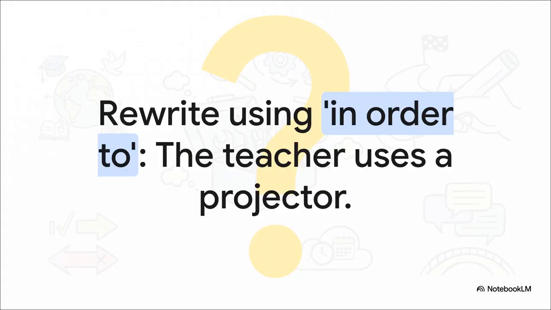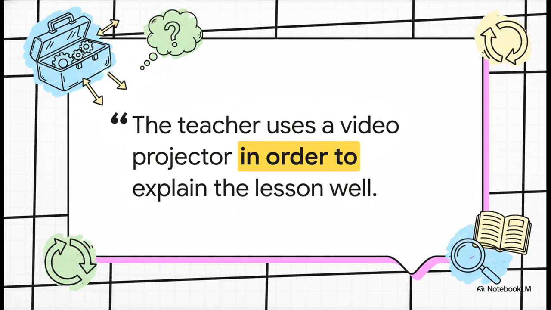Let's try one more. The action is the teacher uses a video projector. The purpose, she wants to explain the lesson well. So how can you combine those two ideas into one nice, fluid sentence using in order to? And there it is. We take the action, the teacher uses a video projector, and we connect it right to the purpose with our tool in order to explain the lesson well. It just sounds so much more efficient and elegant, doesn't it?